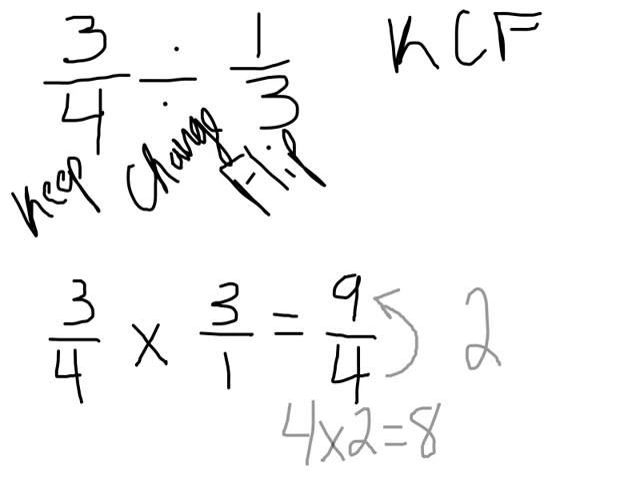Now, what do I do with that last remainder? That remainder of 1 becomes my numerator, and then my denominator stays the same. So 2 and 1/4 is the same as 9/4. That was a lot. Let's do another one.